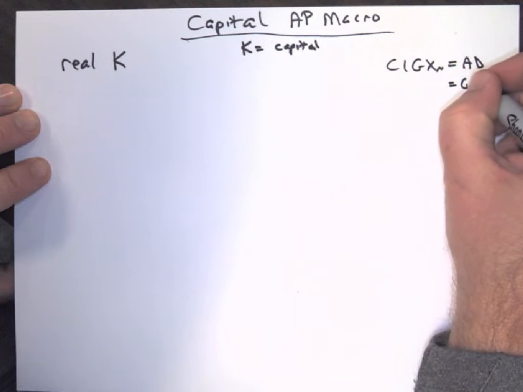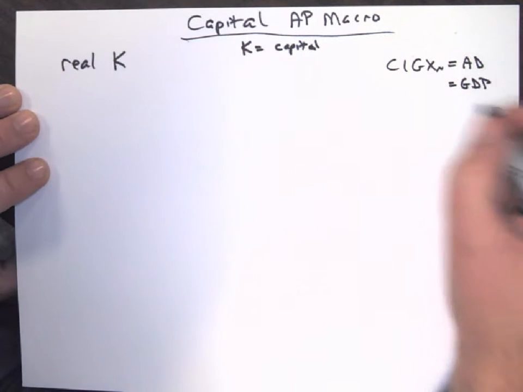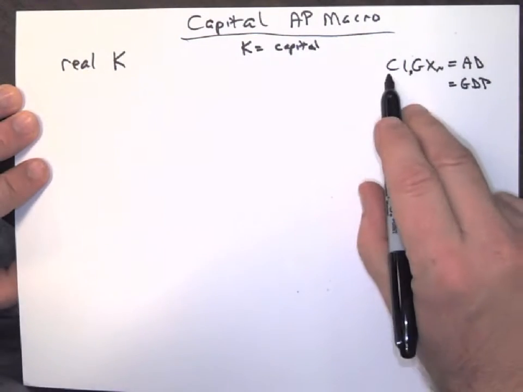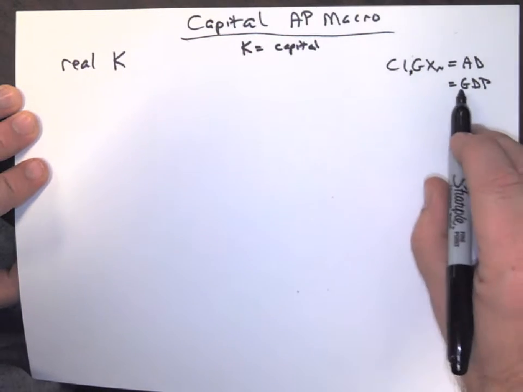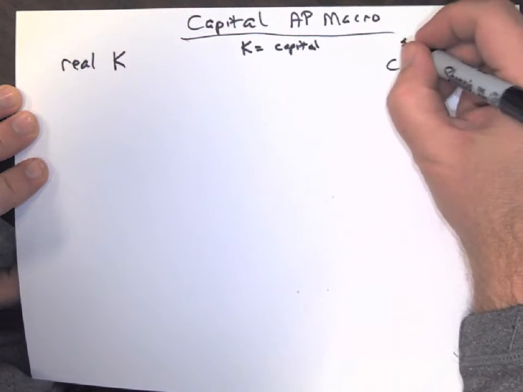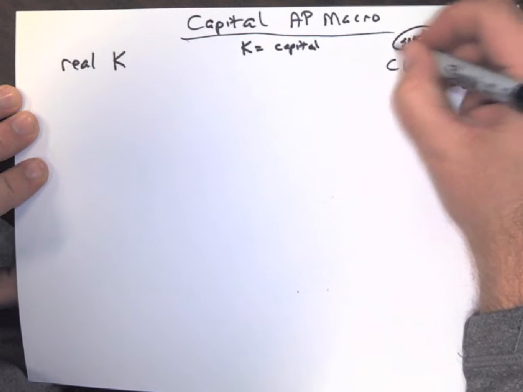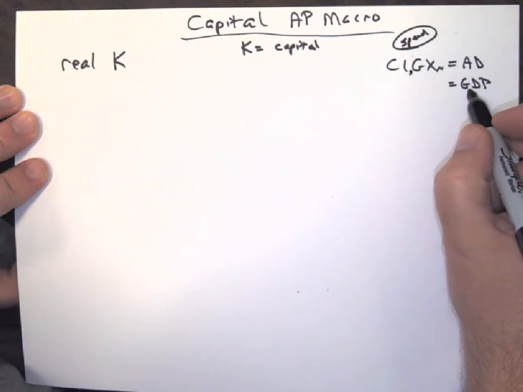Remember that equals our GDP. So, consumption, gross private investment, government spending, net exports equals aggregate demand. And anytime we add up all of what we spend, that's going to equal our GDP.